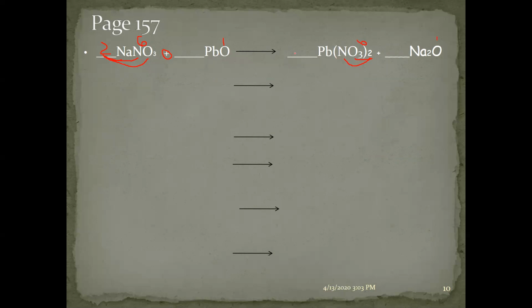Pb, lead, 1. Pb, lead, 1. Add your 1s in. And at this point, your balanced equation should read 2, 1, 1, 1. All right, let's continue on with the next one.